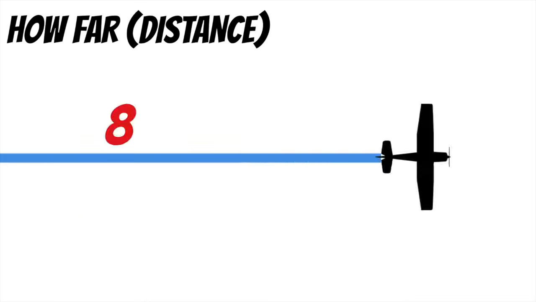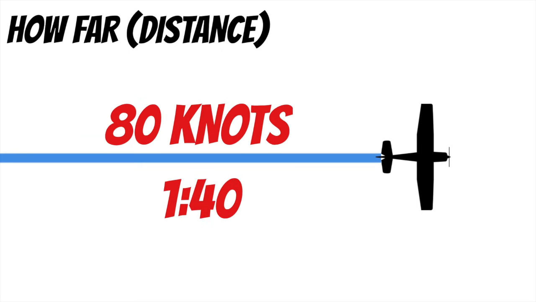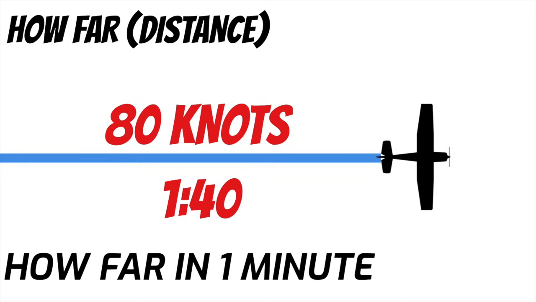Now, what if I want to know how far I went? Let's say I'm traveling 80 knots for 1 hour and 40 minutes. How far did I go? Well, how many nautical miles in a minute are we traveling?